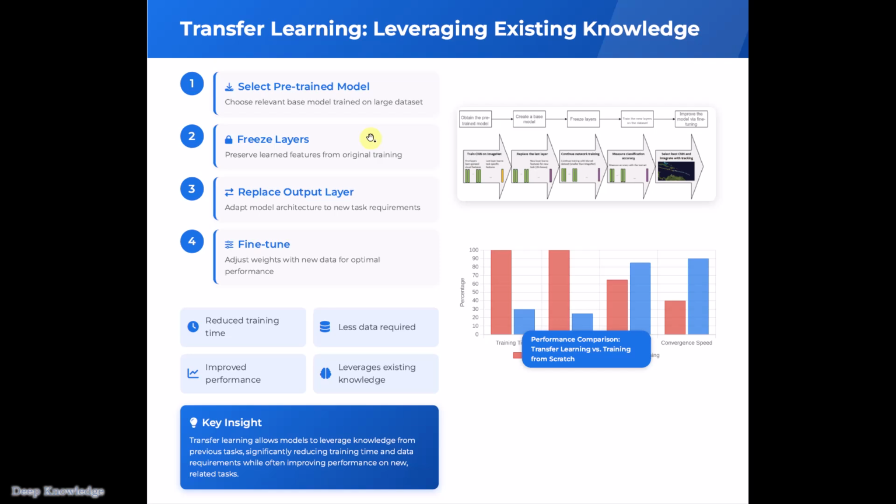In the beginning, select the pre-trained model. For instance, ResNet, which is already trained on ImageNet, let's say. Start with a model that has already been trained on a large dataset like ImageNet or the COCO dataset. This model already knows how to detect general features like edges, textures, and also shapes.